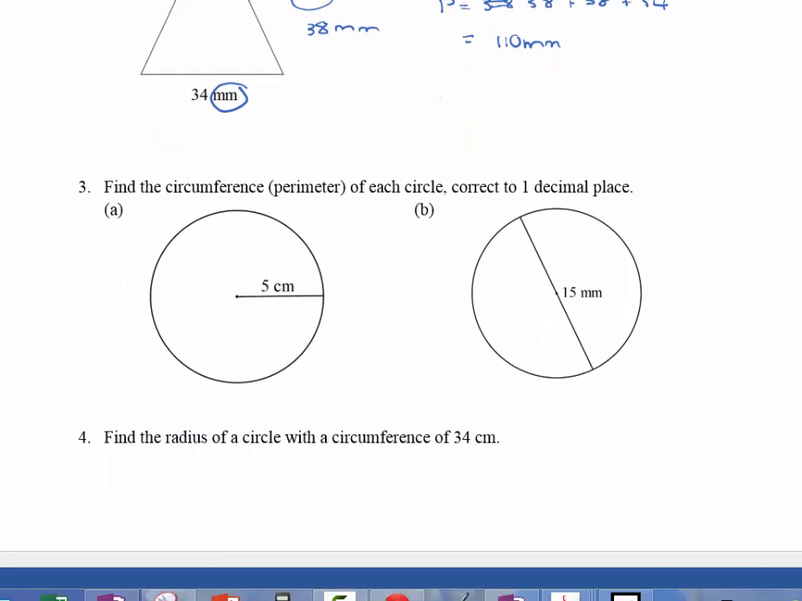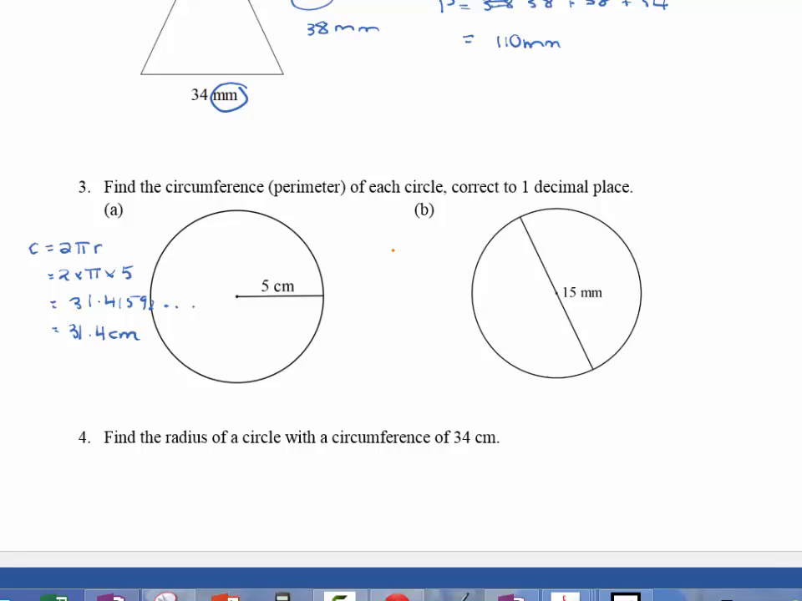So a couple more questions. Find the circumference, the perimeter of each circle. So here I have a circle, and you should know circumference equals 2 pi r. So once we know the circumference is 2 pi r, it's just a simple case of placing in our numbers. 2 times pi times my radius, which is 5. And if I pick up my calculator, I think I get something like 31.41592, etc. And to one decimal place, this makes this 31.4 centimetres. And please make sure that you remember your units.